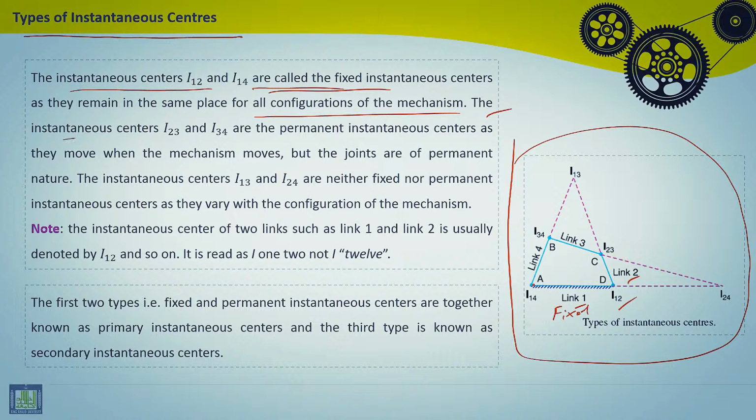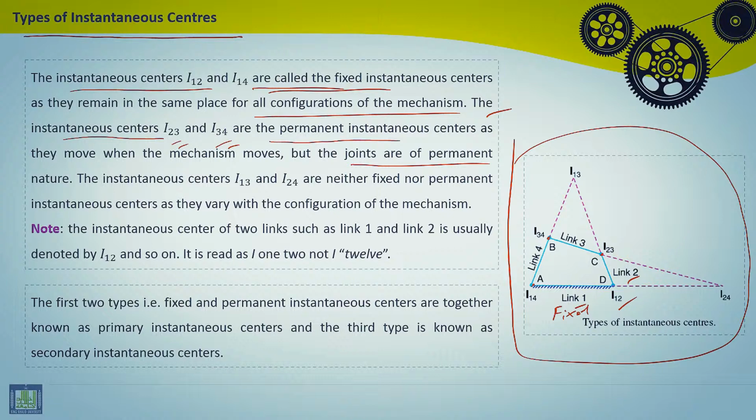The instantaneous centers I23 and I34 are called permanent instantaneous centers as they move when the mechanism moves, but the joints are of permanent nature. I23 and I34 are called permanent.